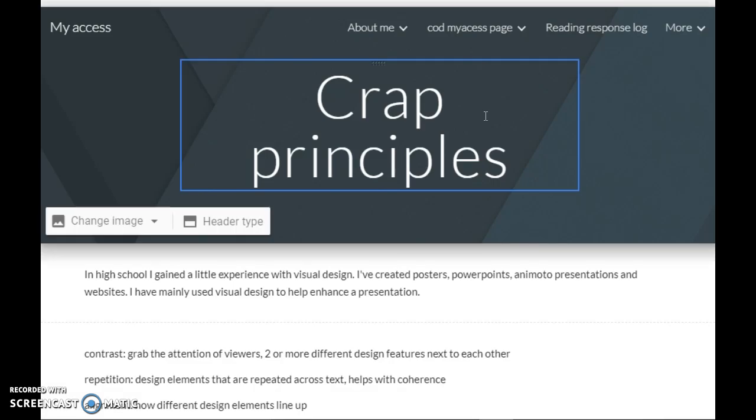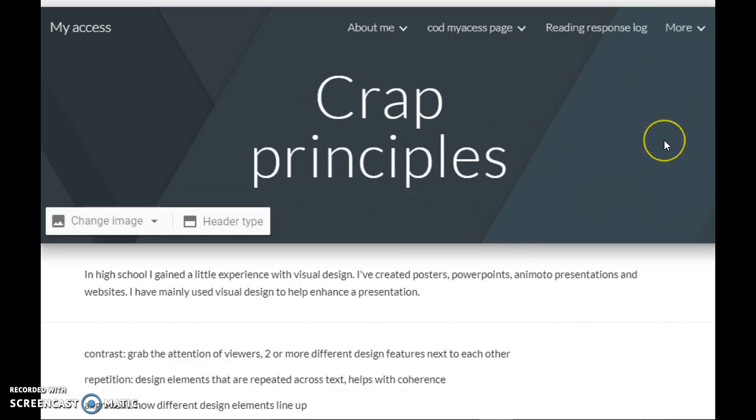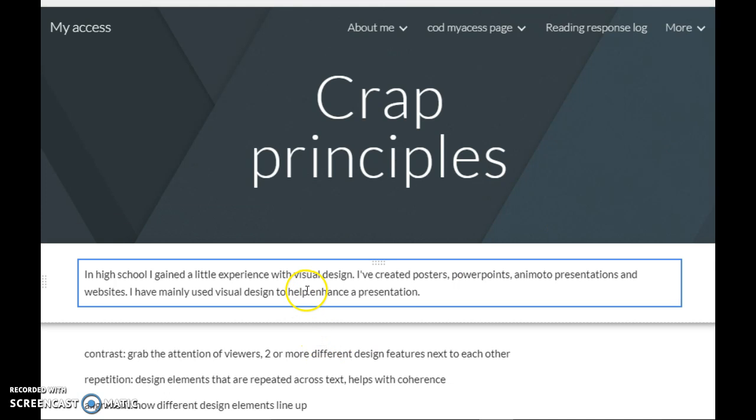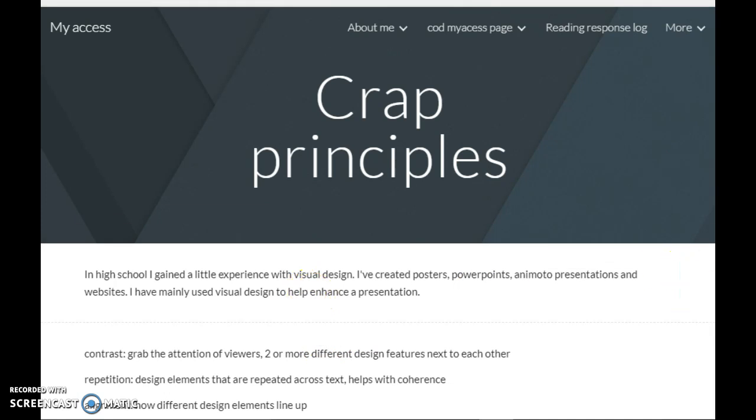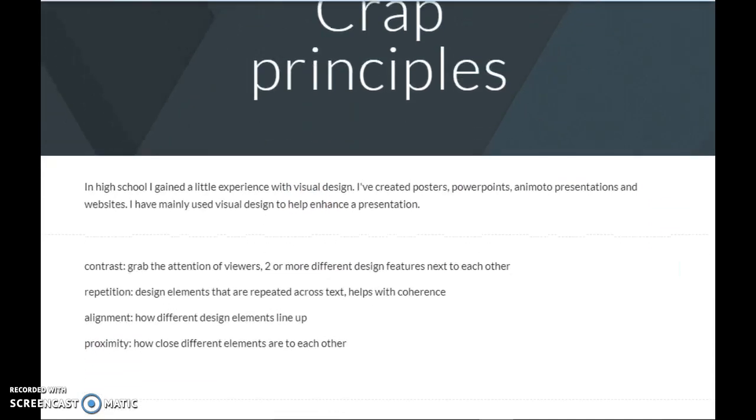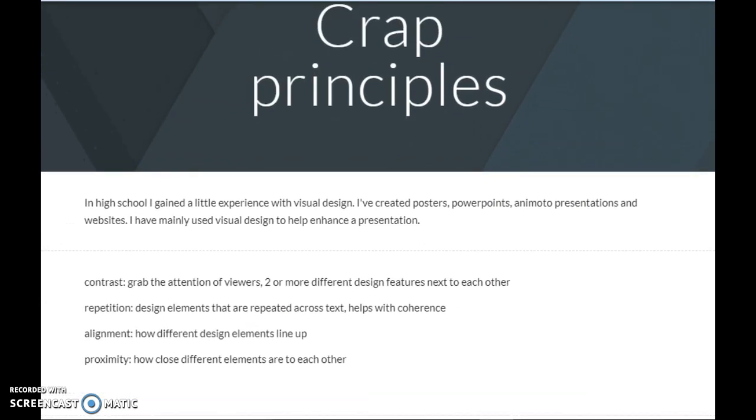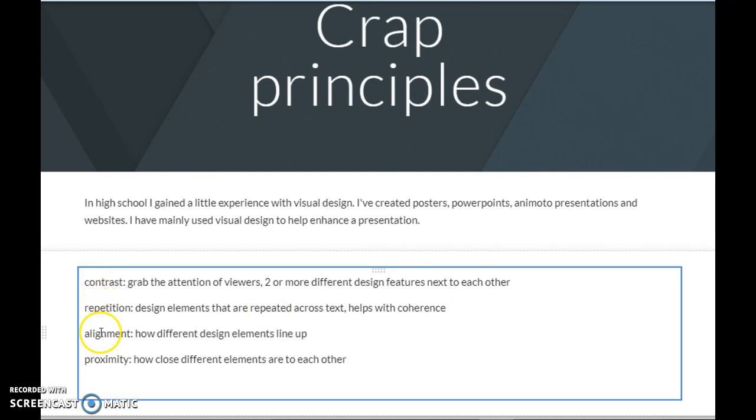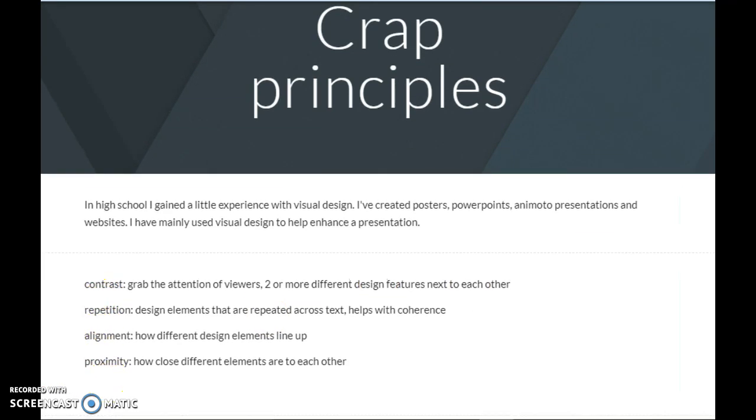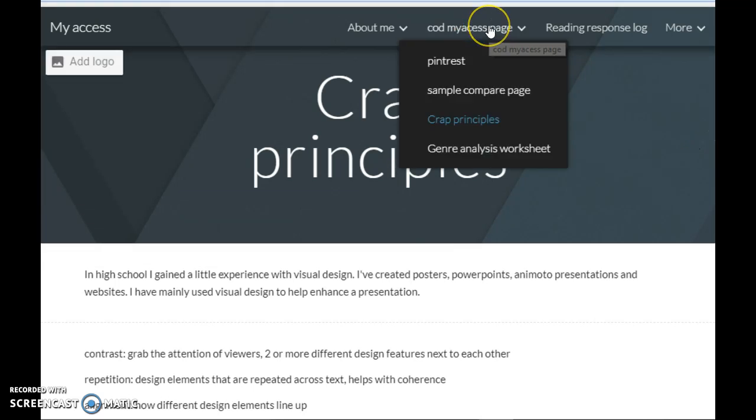And the next thing is the CRAP principles. And this is when we were talking about visual design and different ways to do reflections through visual design. And in this page, I was kind of reflecting and talking about how I've done a little bit of visual design in high school. And then we were talking about the CRAP principles, which include contrast, repetition, alignment, proximity. This is just something I can use in my future classes whenever I have to do something revolving visual design.